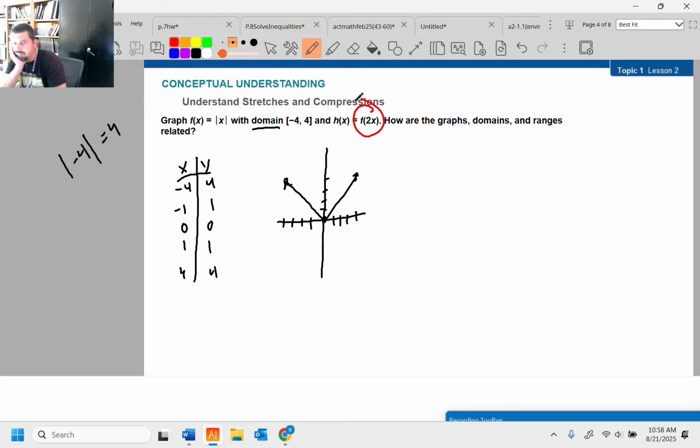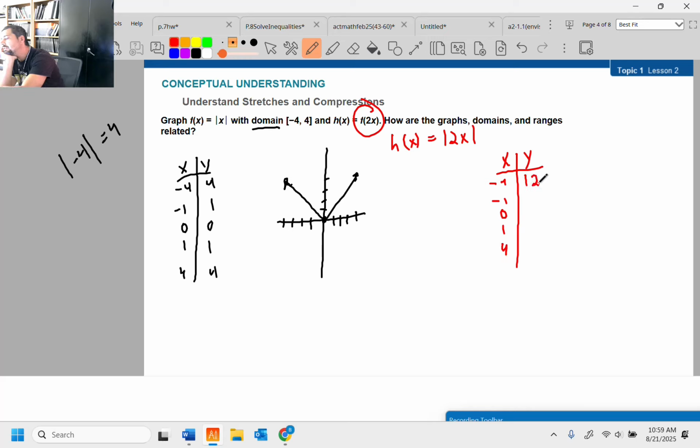What does that mean? What does f of 2x mean? It literally means you put a 2 in there. So like the original equation was the absolute value of x, the transformation would be the absolute value of twice x. So we're going to feed it the same exact stuff. We're going to feed it a negative 4 all the way to a positive 4. But when we actually do our operation, there's going to be a 2 times there.